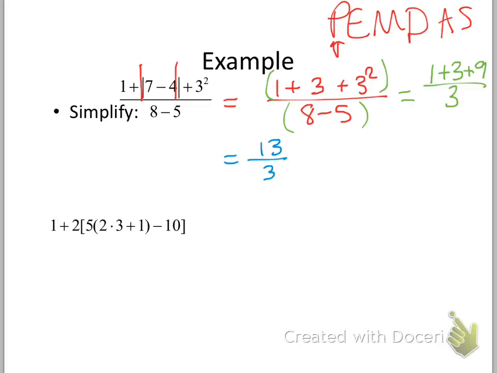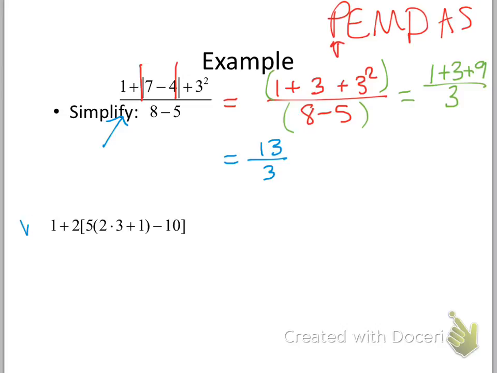I cannot divide 13 by 3, so I'm going to leave my answer as a fraction because my original problem has fractions in it. You always want to take a look at your original problem when deciding whether your answer should be a fraction or a decimal. Your answer should never be a decimal unless there are decimals in the problem. The default is fractions. So you will leave your answer as a fraction unless there are decimals in the problem.